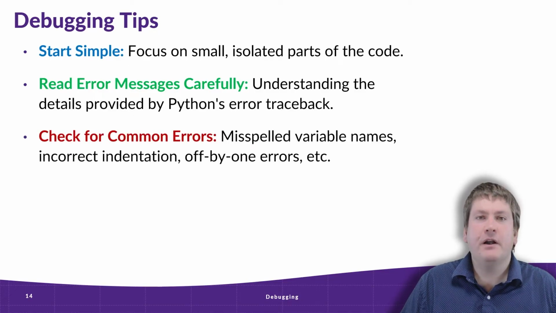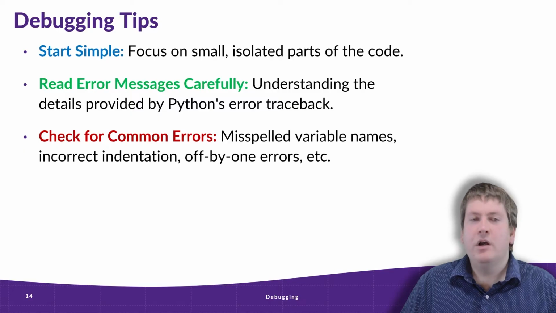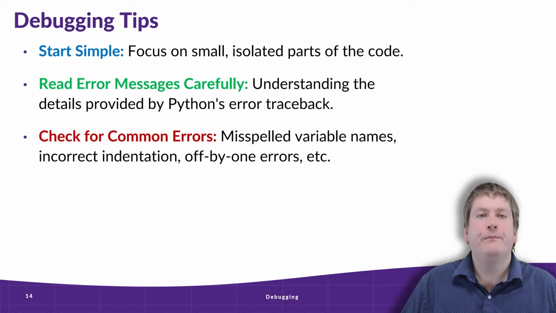Next are check for common error types. Some big ones are misspelled variable names, and also remember that Python is case sensitive. So a variable name with a capital letter is going to be different than a variable with a lowercase letter. Also check for incorrect indentation, as well as off by one errors. That would be where your loop is running for one less or one more than you think, for example.